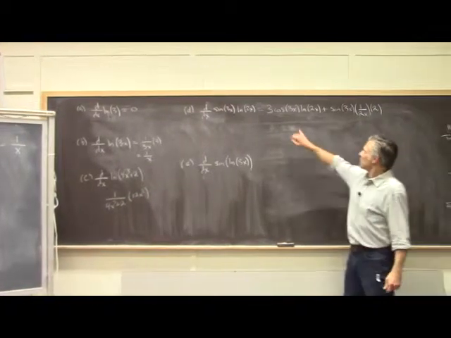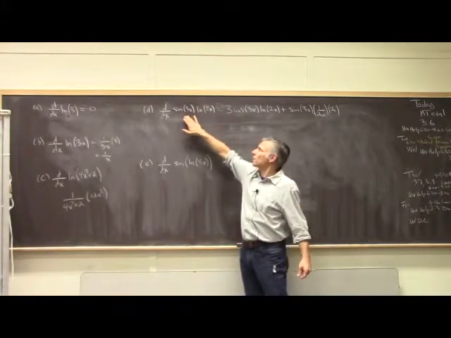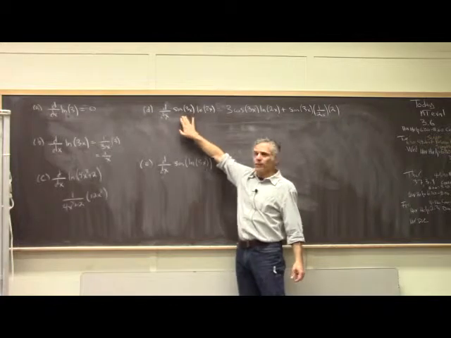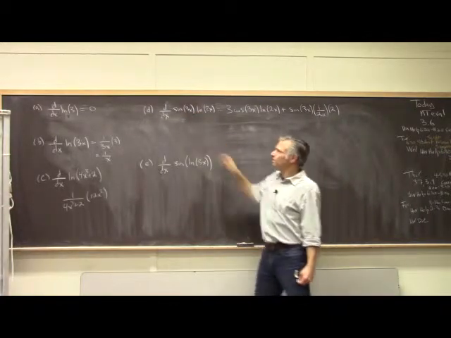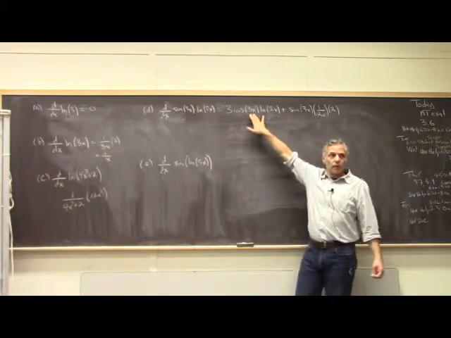This one is product rule and a chain rule. So I take the derivative of the first one, leave the second one alone, plus leave the first one alone, take the derivative of the second one. And it's easy to forget that there's also a chain rule going on here as well.